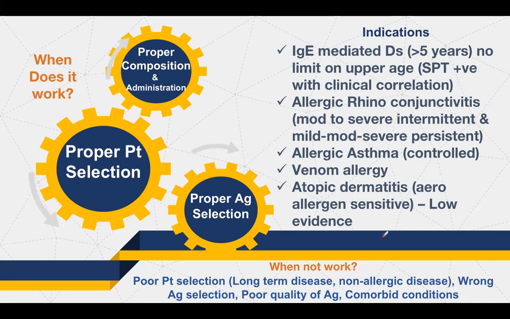So it will not work when we have poor patient selection: the patient is suffering from non-allergic disease, or long-term disease, or wrong antigen selection, where we are not selecting the proper antigen, or the quality of the antigen is poor. Or the patient is suffering from multiple comorbid conditions, maybe a 65-year-old patient suffering from asthma and COPD. Many times we see these COAD type of patients, and there we are using small allergen immunotherapy. So it will not work.